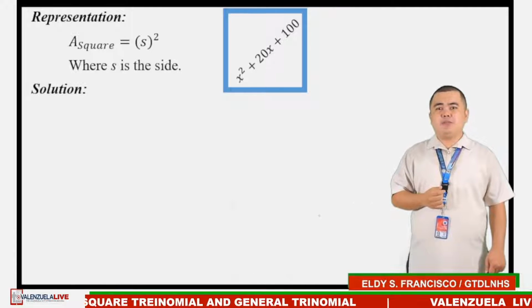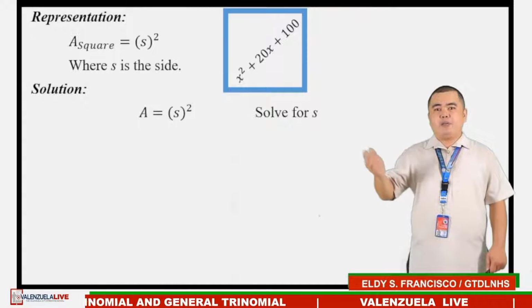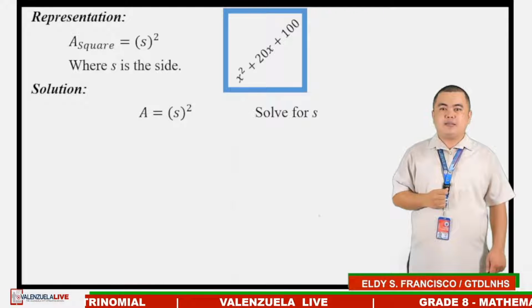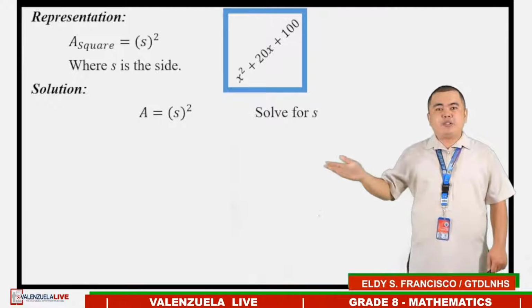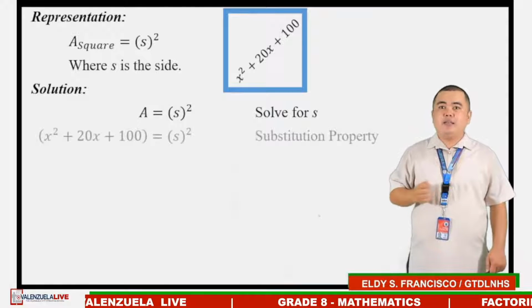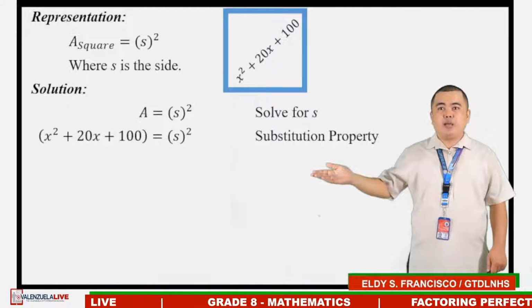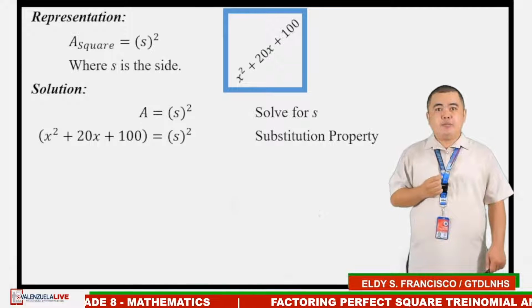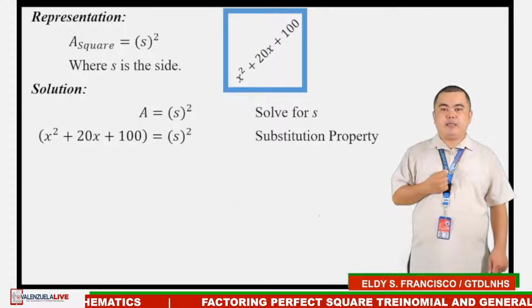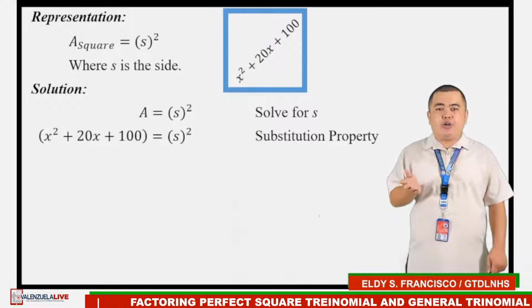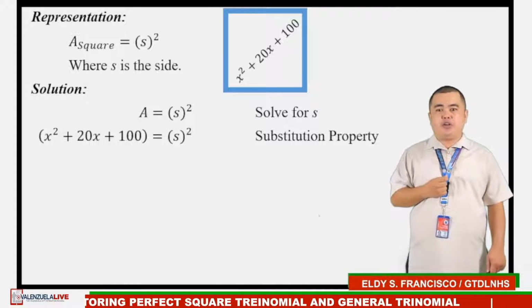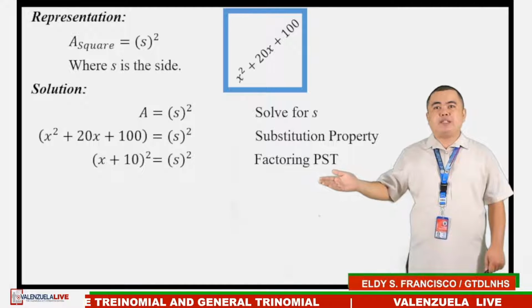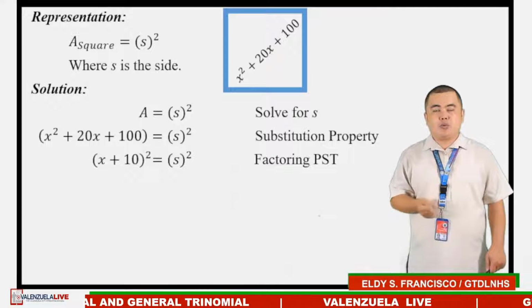And for the solution, area of the square is equal to s squared. Solve for s. If area of square is equal to s squared, then x squared plus 20x plus 100 is equal to s squared. Reason? Substitution property. And by applying your learning in factoring perfect square trinomial, we obtain square of the binomial x plus 10 equals s squared.